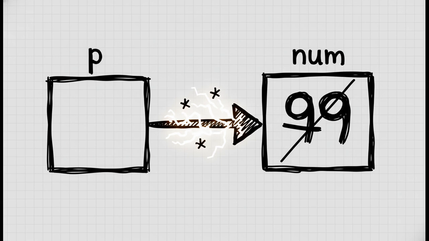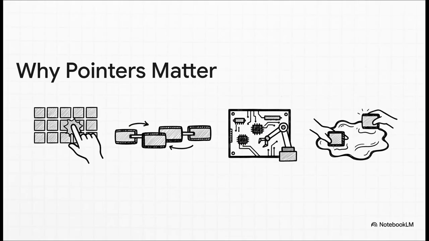So when we say star p equals 99, we're following that arrow and changing the value inside the num box to 99. We just changed num without even using its name. That is what we mean by control. So why does any of this matter? Why go through the trouble?